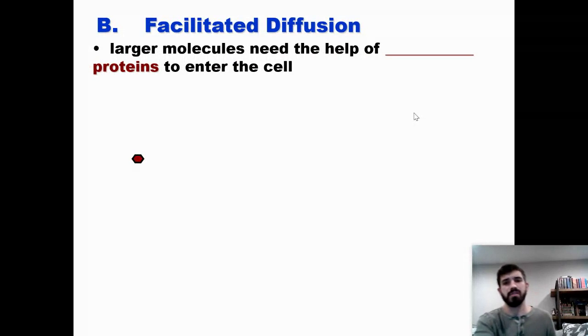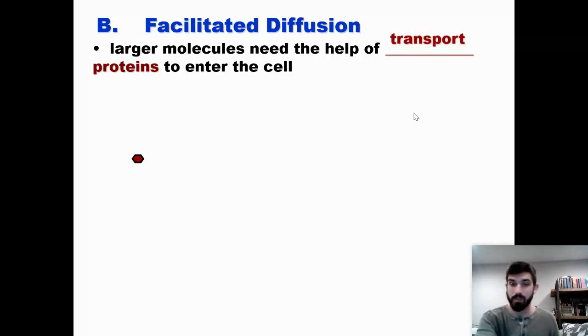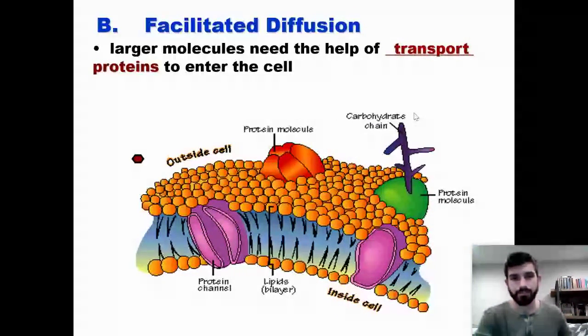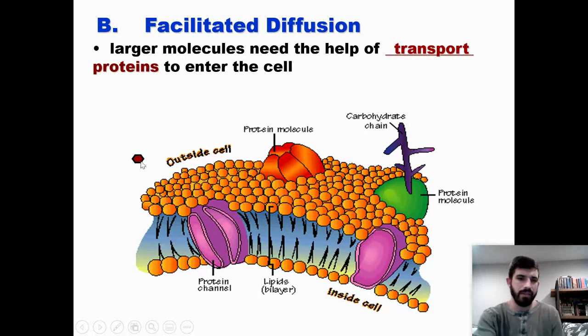Larger molecules need the help of transport proteins to enter the cell. Here is a cell membrane. All right, here, this hexagon is some material. This needs help going into the cell because it's too big to go through the phospholipid bilayer. So it's going to use the help of this protein channel right here. Right? Facilitated diffusion will be a vocab word on the quiz this week, by the way.